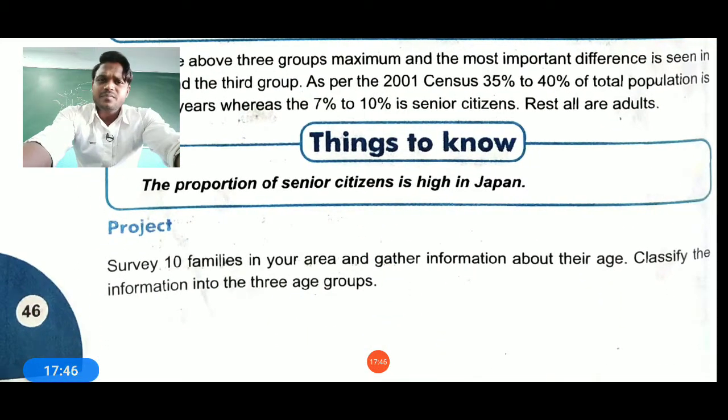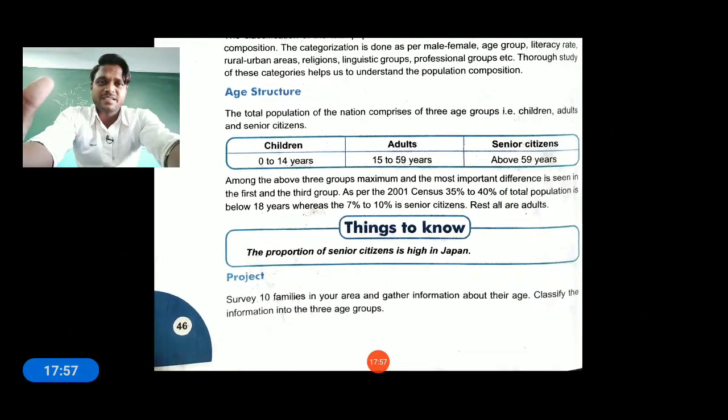Now see, projects are there. Survey about 10 families in your area. This is a project for you. Get the information about age, classify the information, and you can also write it down in your pages.